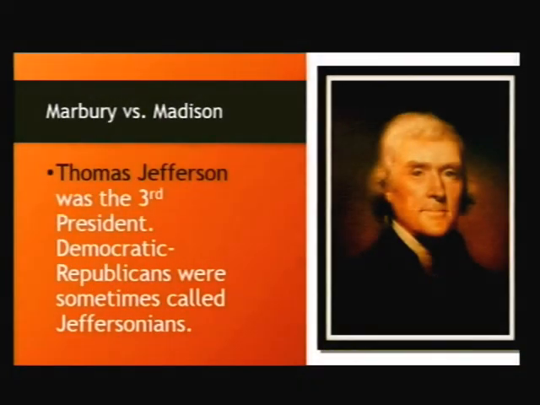So if you look at it this way, one side sues the other. Either Madison wins or Marbury wins. Well, here's the thing. John Marshall gets to be appointed the Chief Justice of the Supreme Court. John Marshall is a Federalist.